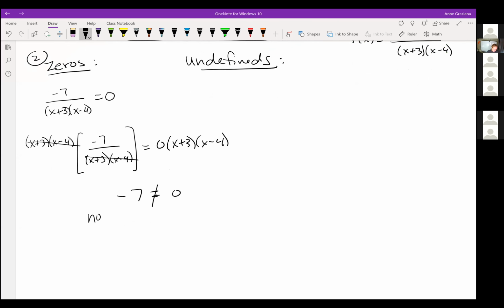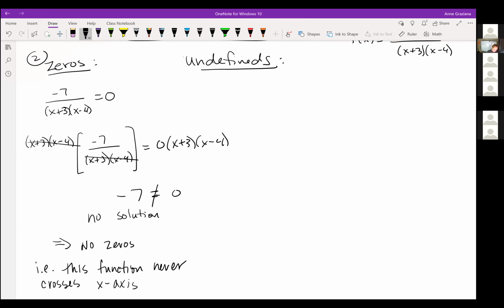So let's write that first. There's no solution to this equation. But what this means in terms of my sign chart is that there's no zeros. Okay, i.e., this function never crosses the x-axis. And, you know, that can happen. It doesn't have to.